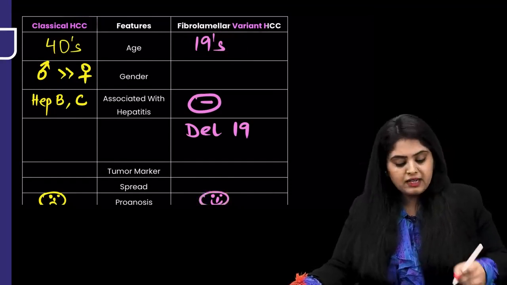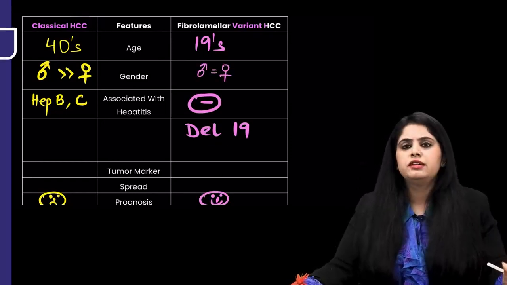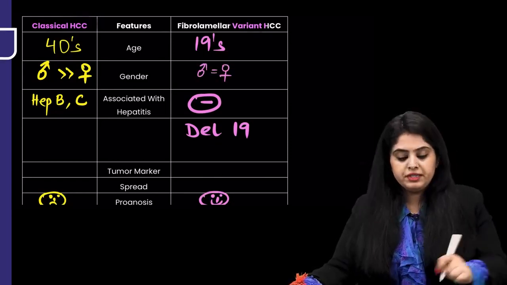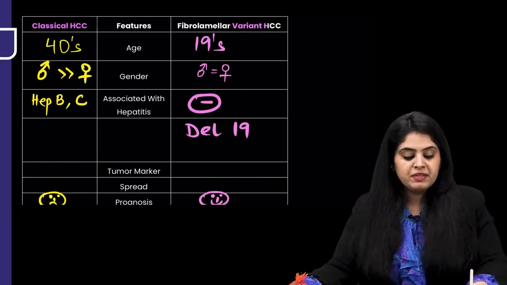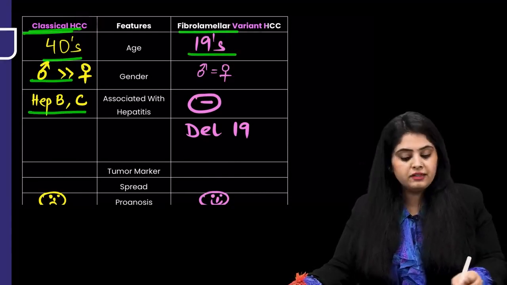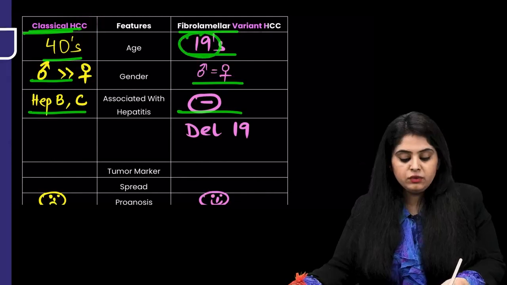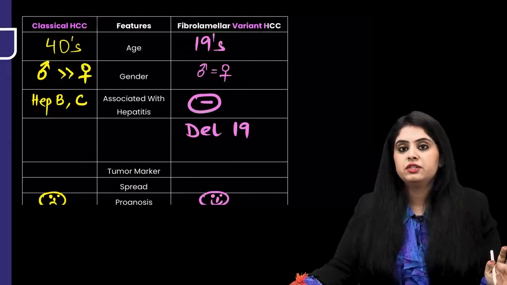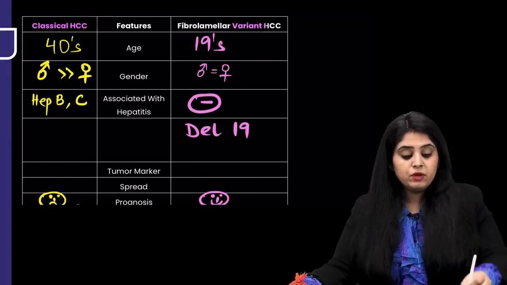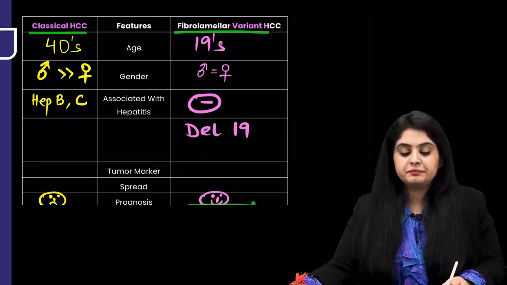Now they ask you, is there any male female preponderance? No, there is nothing in this, there is no male female preponderance, it's all equality, gender equality. Okay, so both of them can have it. So remember, classical occurs in 40s, fibrolamellar in 19s. Classical is more in males and associated with hepatitis. This has no gender problem, no hepatitis problem. It is a 19-year-old person with a 19 chromosome deletion. There is going to be bad prognosis for liver cancer, but a good prognosis for fibrolamellar cancer.